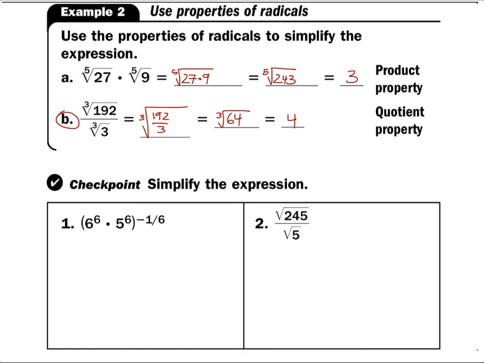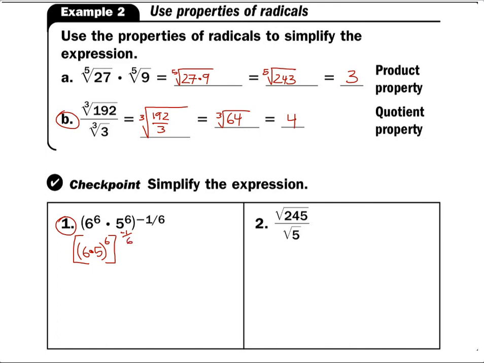See here, for this checkpoint, we're meant to notice that we could do a couple things here. Since on number 1 here, they're both in fact to the 6th power, we can go ahead and take 6 times 5, put them together to the 6th power, and have that all be to the negative 1/6.